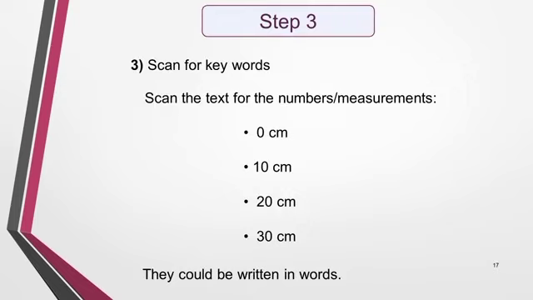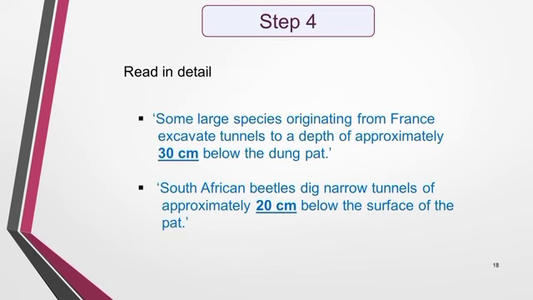They're actually measurements. 0 centimetres, 10 centimetres, 20 centimetres and 30 centimetres. They should be easy to find and will lead me to the answers. I'm mindful that they could be written in words, so watch out for this. I find sentences with 20 centimetres and 30 centimetres in, and I read them in detail.